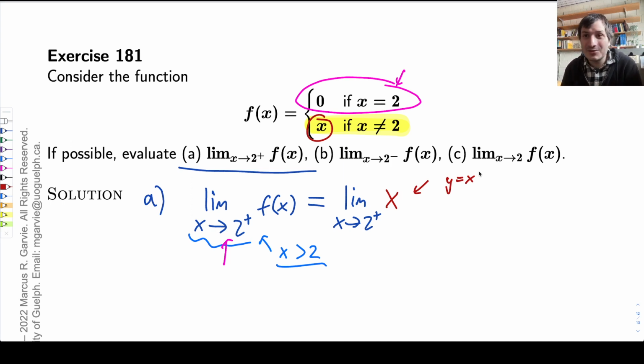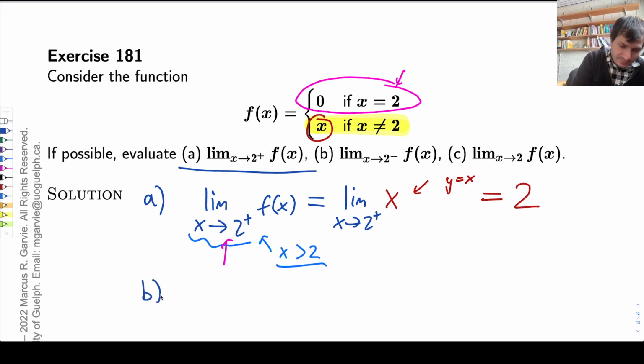Okay, if x is getting really close to 2, it's always a bit bigger than 2, but it's getting close to 2, then what is x doing? It's getting close to 2. So this limit is equal to 2. So as the x values get close to 2, y equals x gets close to 2 as well. So that's 2. Great.